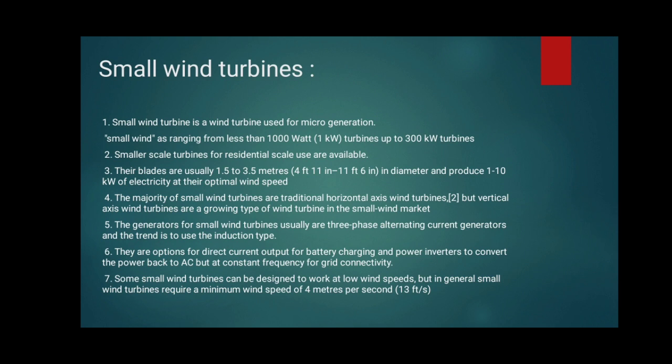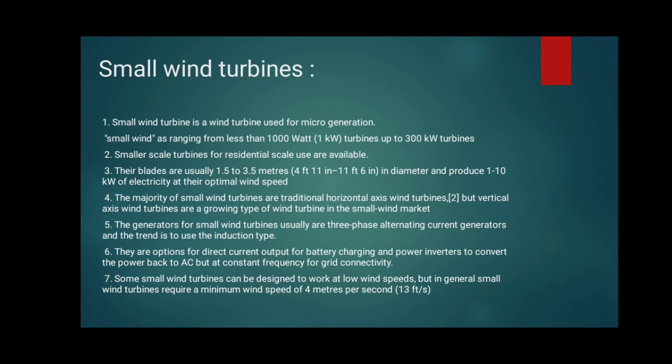The majority of small wind turbines are traditional horizontal axis wind turbine, but vertical axis wind turbine are a growing type of wind turbine in the small wind market. The generators for small wind turbine usually are three-phase alternating current generators, and the trend is to use the induction type. There are options for direct current output for battery charging and power inverters to convert the power back to AC, but at constant frequency for grid connectivity.